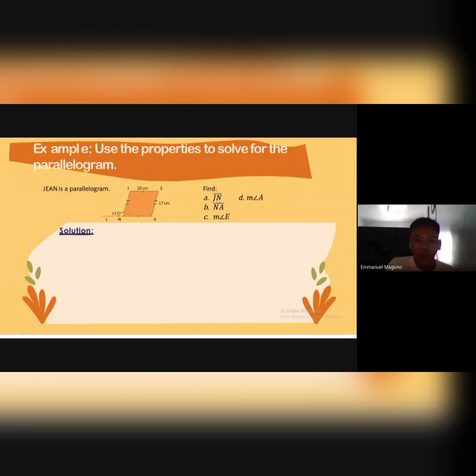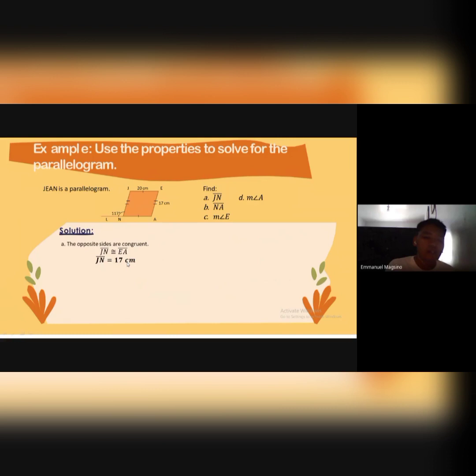Now, we are going to find the line segment JN, line segment NA, measure of angle E, and measure of angle A. So, from number 1, remember that the opposite sides are congruent. So, sabi natin na ang line segment JN ay congruent sa line segment EA. Since ang measure ng ating EA is 17 centimeters, ilan yung ating JN? So, we can say that the line segment JN is equal to 17 centimeters.